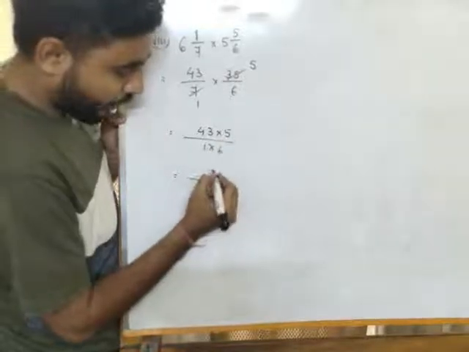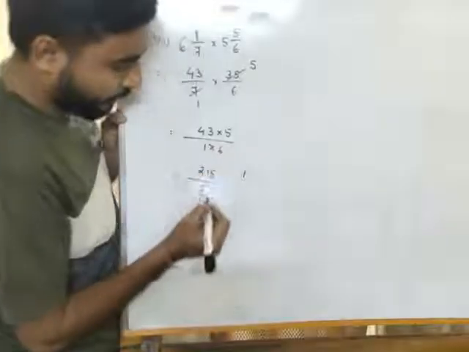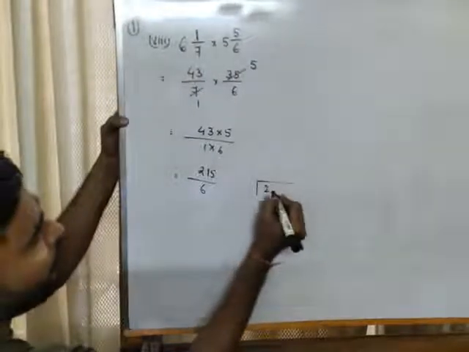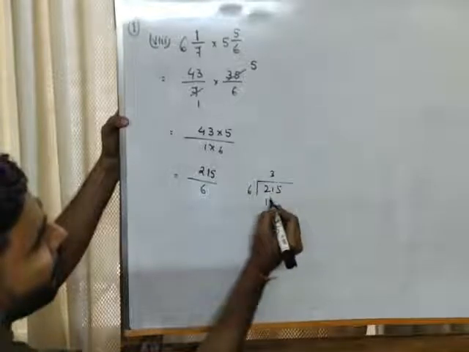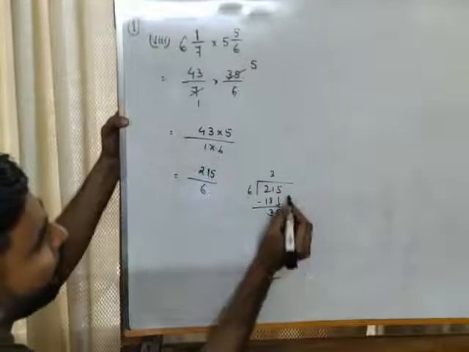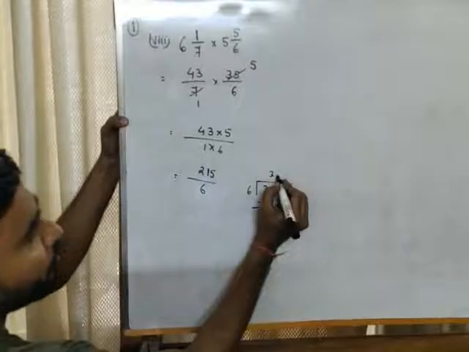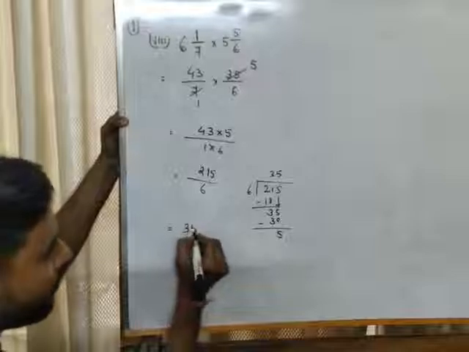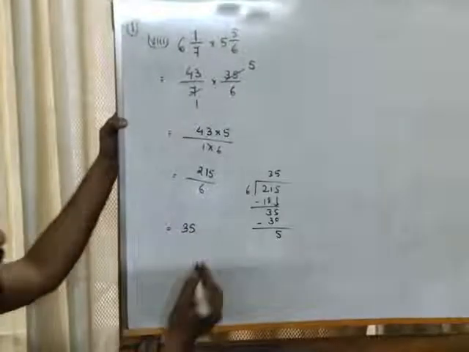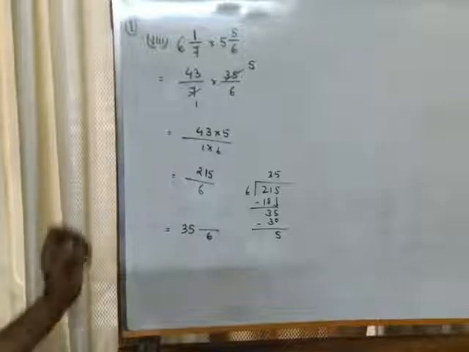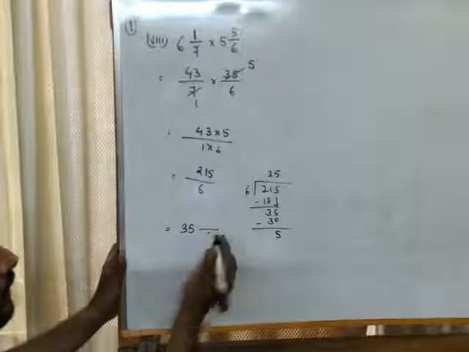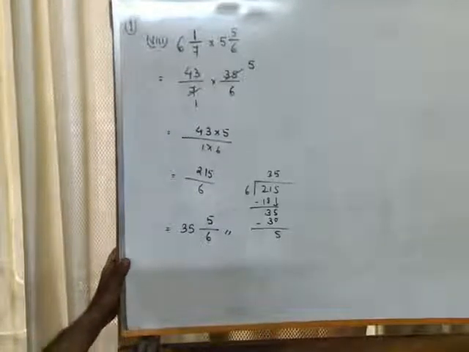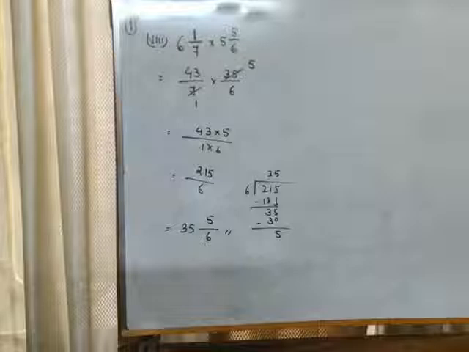5 3 times 15. 5 written, carry 1, 20 and 1 is 21. So now we have to divide 215 by 6. 6 3 times 18 remains 3, 35. 6 5 times 30 remains 5. So the quotient will be the whole part. The denominator will never change. So if the denominator was 6, now also it will be 6 and the remainder becomes the numerator. Clear? Any doubt anyone? You can comment there if you have any doubt.